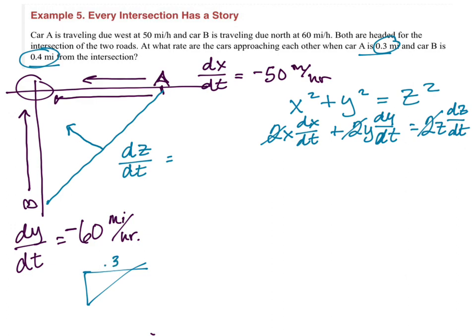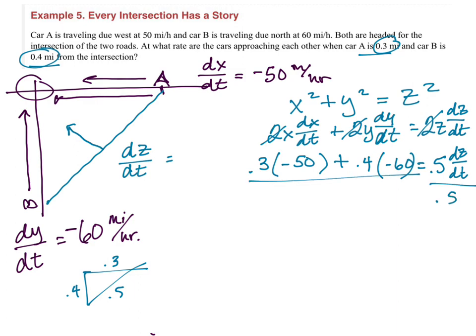We know car A is at 0.3, car B is at 0.4. So anyone take a guess at z? 0.5. Feel like that's a little 3, 4, 5 triangle. Okay. So x is going to be 0.3 times dx/dt, which is negative 50, plus y, which is 0.4, times dy/dt, which is negative 60, equal to z, which is 0.5, times dz/dt, which is what we're looking for. Divide both sides by 0.5.